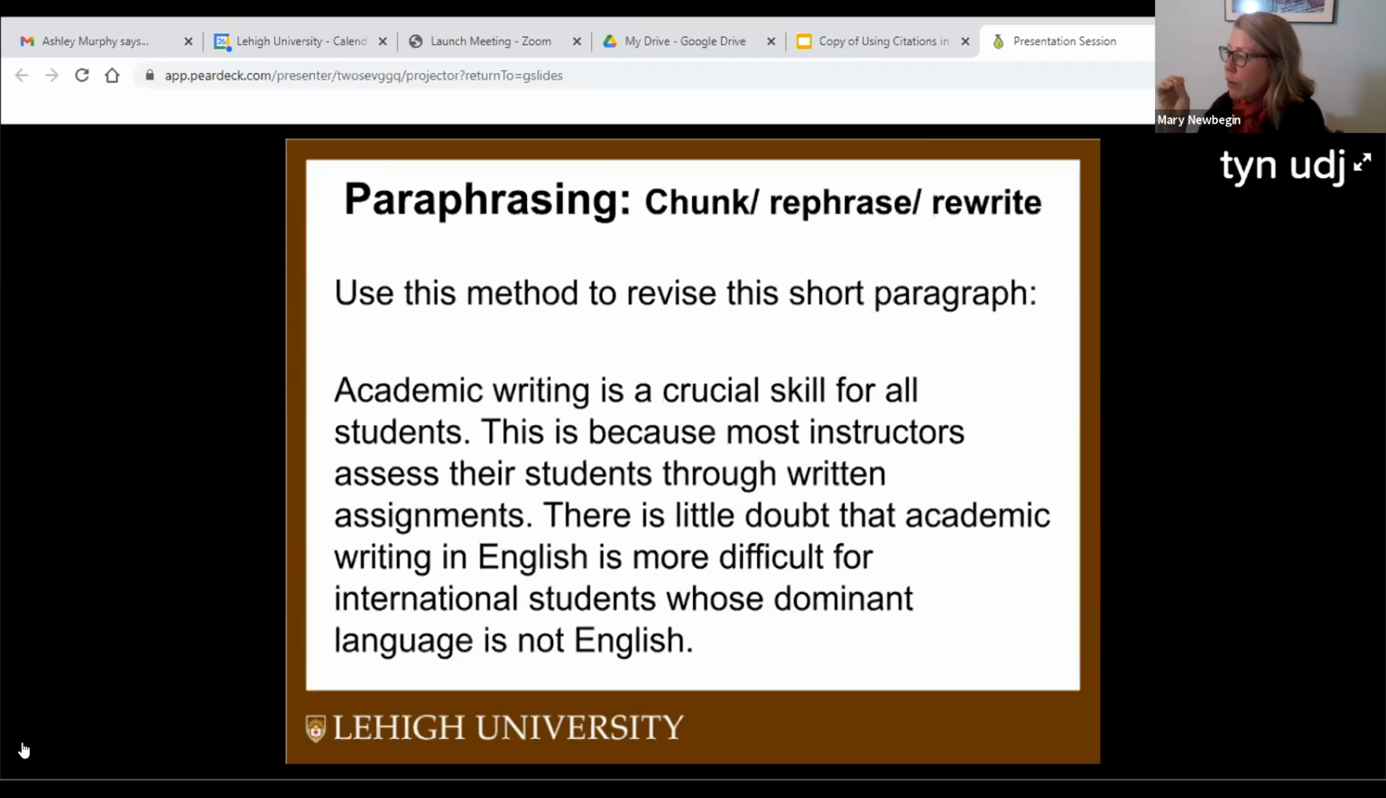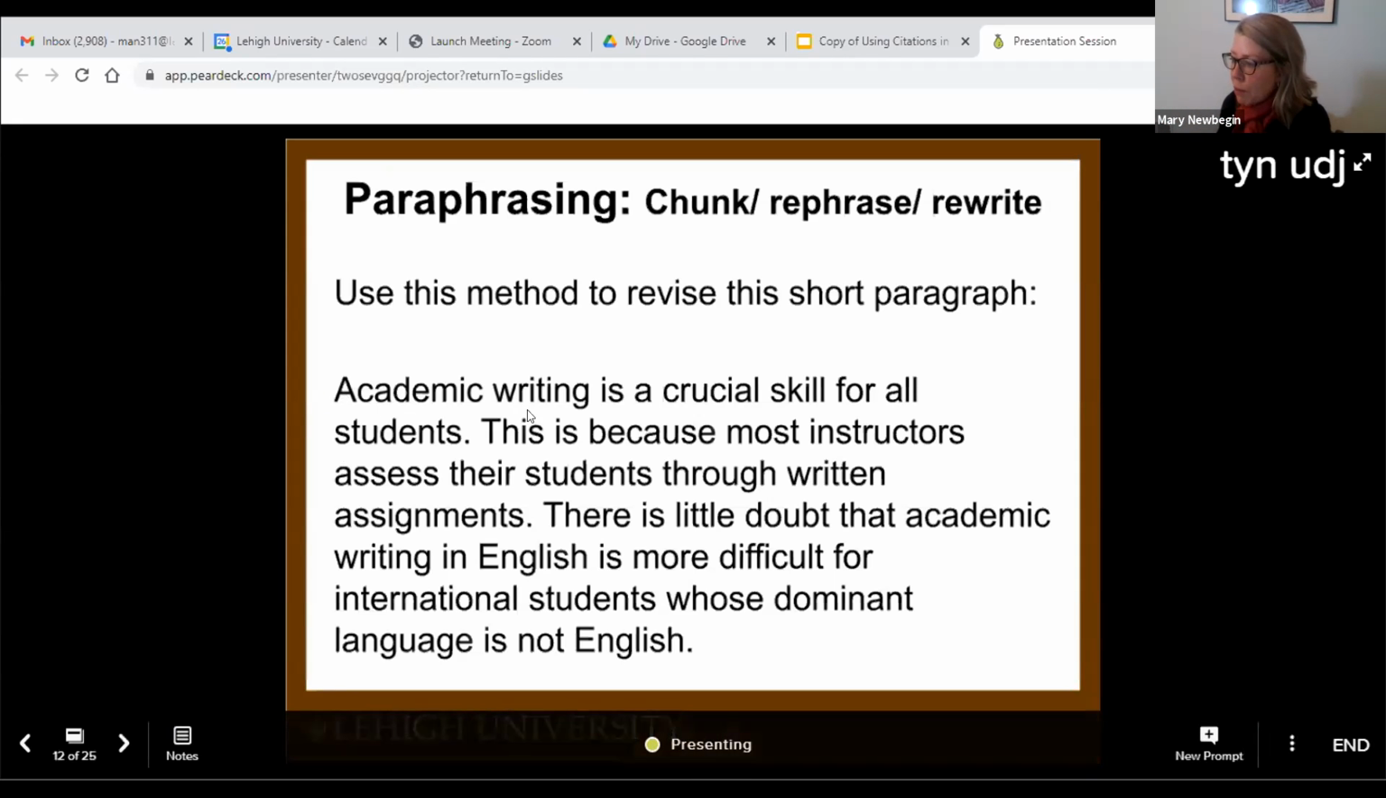It's chunk, rephrase, rewrite. So you're looking at the natural chunks in the paragraph, and you're actually putting a slash mark in, going through the exercise of doing this. And then you're rephrasing those chunks and then rewriting it. So once you've identified the pieces and how you're going to say them differently, then it becomes easier to rewrite. So here's an example.